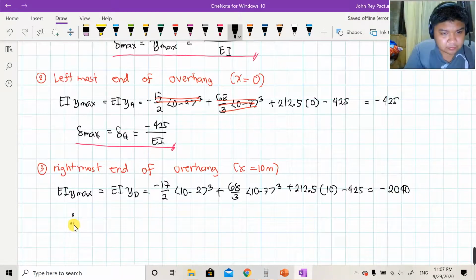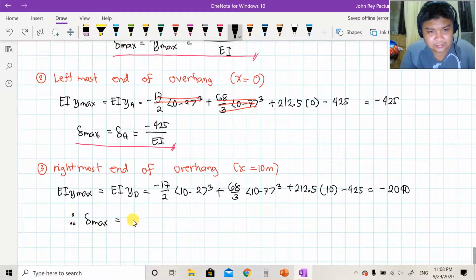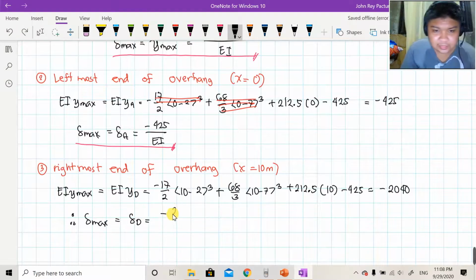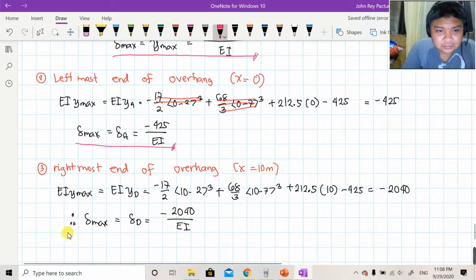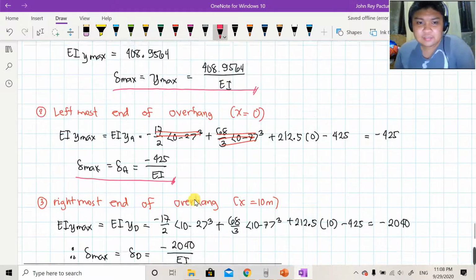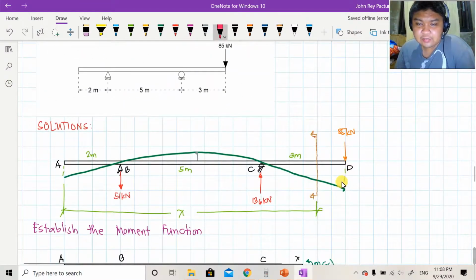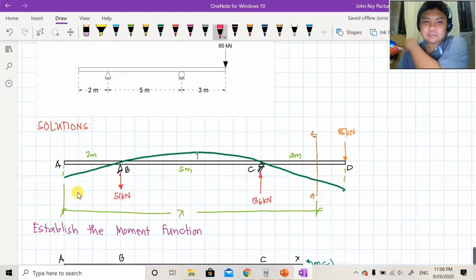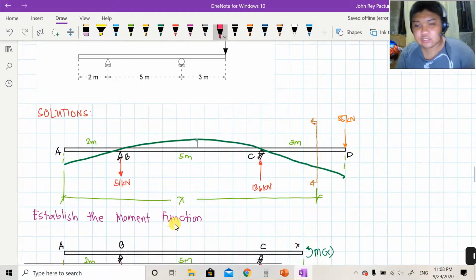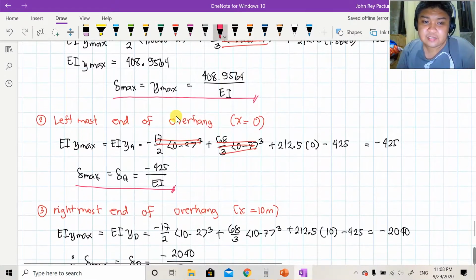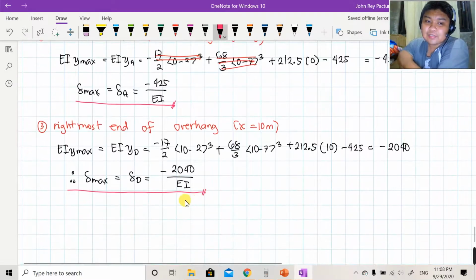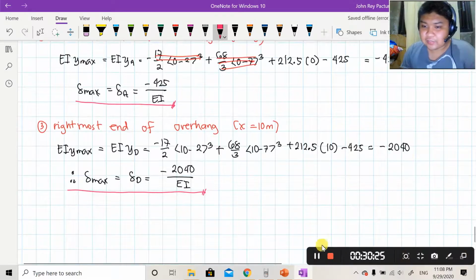So, therefore, our maximum deflection, which is the deflection at D, is negative 2040 over EI. I want us to reflect again, class. We expected this to be negative because it is the rightmost overhang. So in our case, we have computed three maximum deflections. What you will do is compare the three. Which of them has the highest absolute value? Among the three, the highest is of course the rightmost end of the overhang.